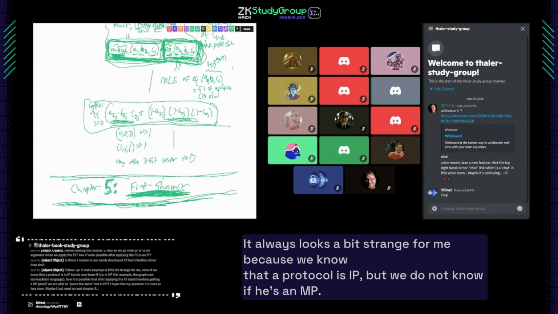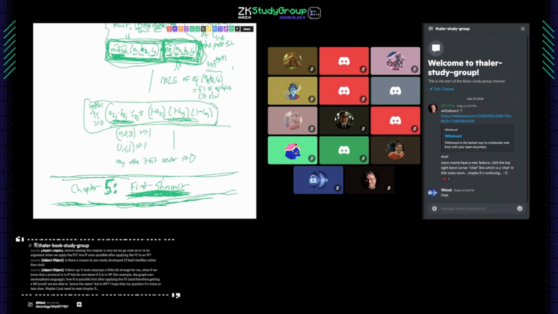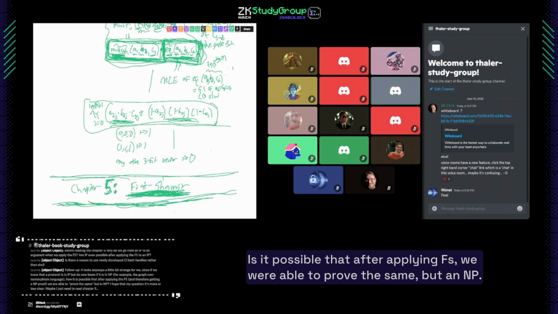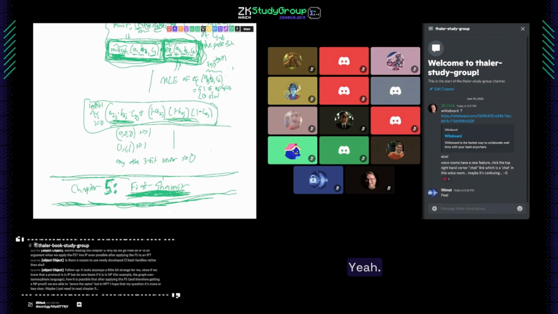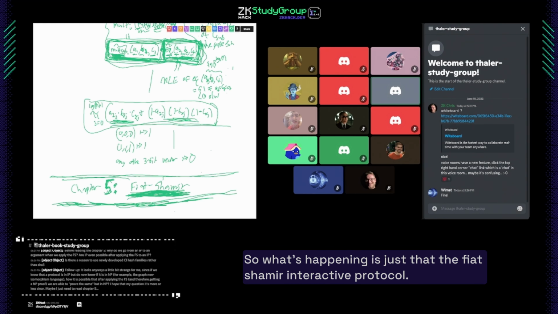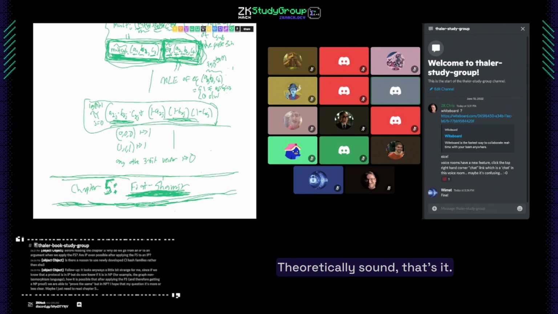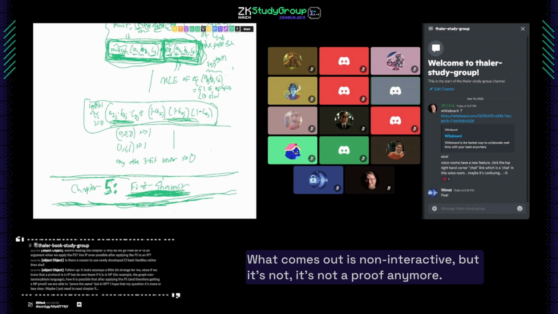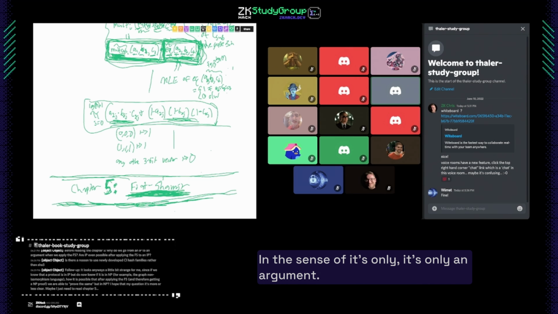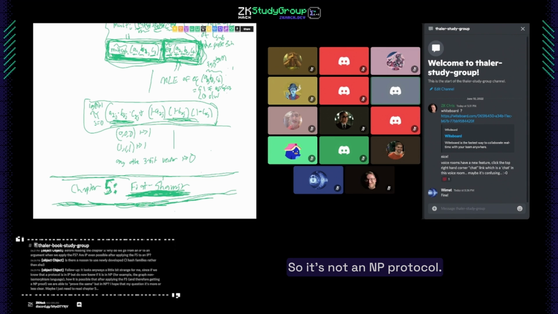Okay, follow up. It always looks a bit strange to me, because we know that a protocol is IP, but we do not know if it's an NP. Is it possible that after applying FS, we were able to prove the same but in NP? Yeah, so what's happening is just that the Fiat-Shamired interactive protocol is not an NP protocol, because it's not statistical, it's not information-theoretically sound. You take an interactive proof, you Fiat-Shamir it, and what comes out is non-interactive, but it's not a proof anymore, it's only an argument now. So it's not an NP protocol.